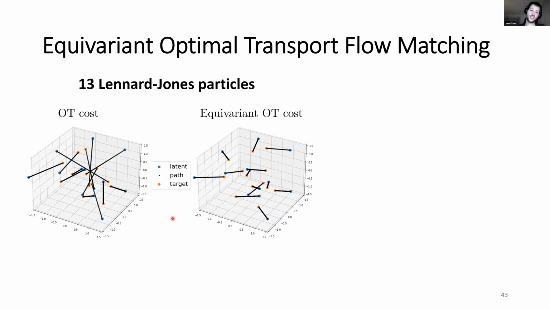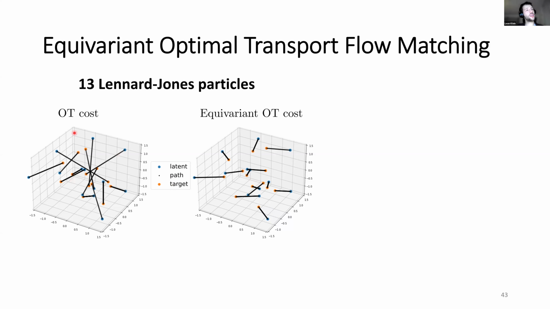this case 13 particles, so all particles are interchangeable, many permutations possible, in fact 13 factorial. And what you see here on the left is a pair drawn from a batch which is reordered based on optimal transport flow matching, and on the right is a pair taken from a batch which is reordered based on equivariant optimal transport flow matching, where we include the symmetry and align the samples accordingly. So blue are the 13 latent particles, orange the 13 target particles, and then you can see the connection.